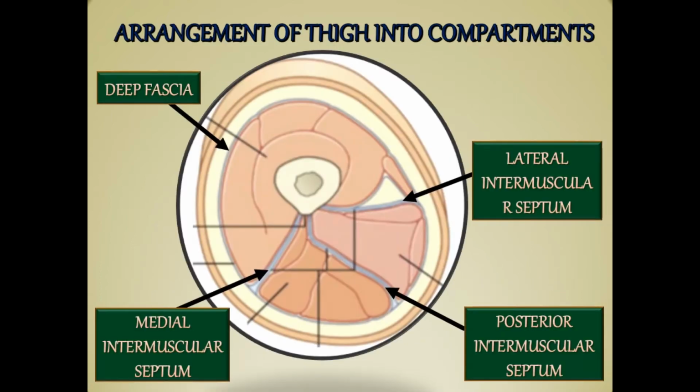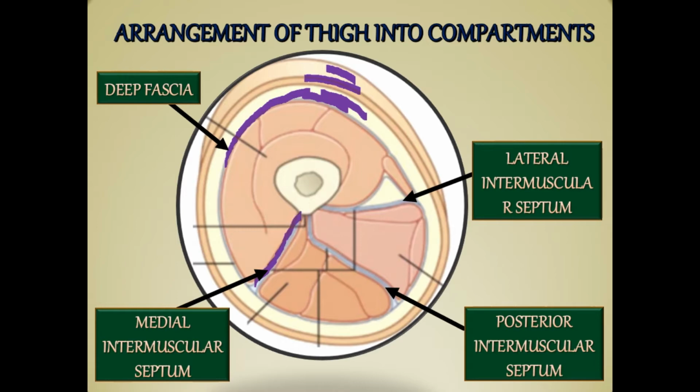Arrangement of thigh into compartments. As we can see, this is the skin. This is the superficial fascia. And this light gray color, this is the deep fascia. This is the investing layer of deep fascia, which covers the muscles of the thigh. So this is the covering all around the muscles of thigh, and it extends inside the muscular region like this.